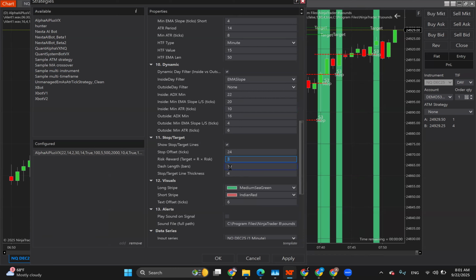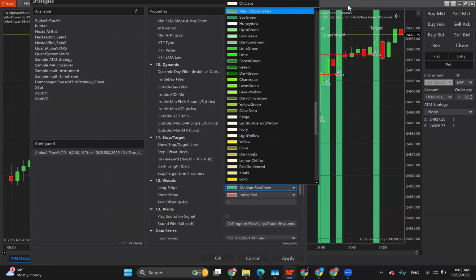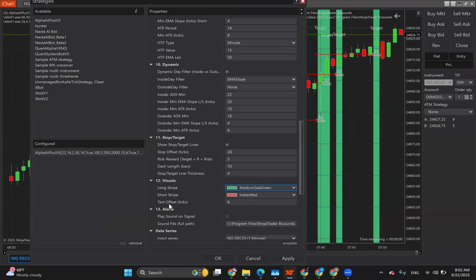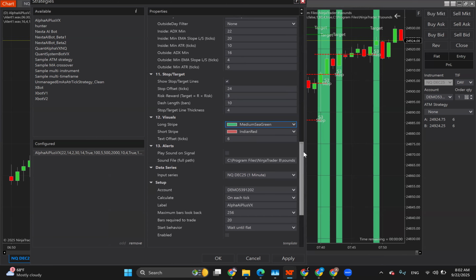Dash length. What is the dash line? Thickness. Stop target line thickness. Same thing. What is the stop line thickness? Visual. You can change the color of the signal, make it green, red, whatever you want to choose. And text. What's the text offset? Which shows you S1, S2, whatever you want to choose. What is the distance between this text and the bar?